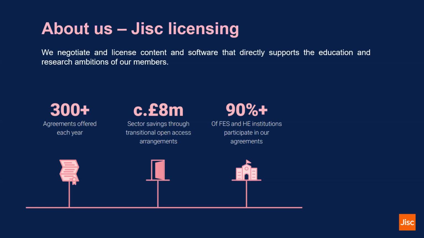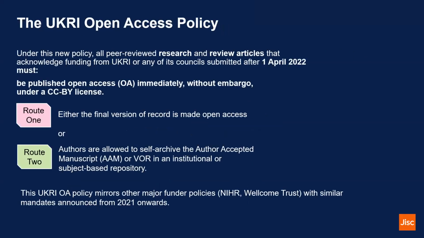We do definitely cover a lot of bases, and one of the bases that we cover is this new UKRI open access policy. It's not easy to explain, but I'm going to do my best to do it as succinctly as possible. So under this new UKRI open access policy, all peer-reviewed research and review articles need to be published open access as of April this year. And that's when funded through the UKRI or any of their councils.